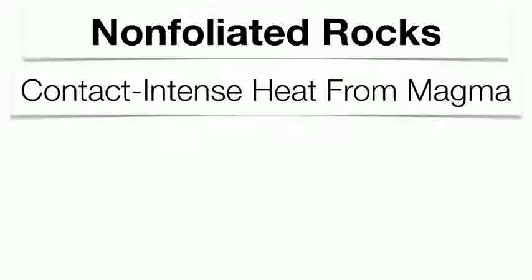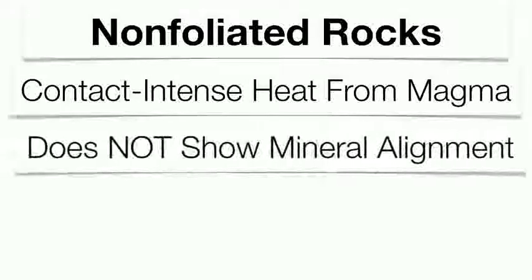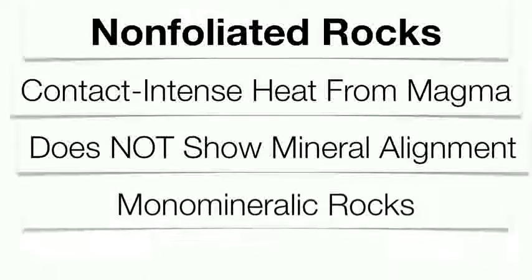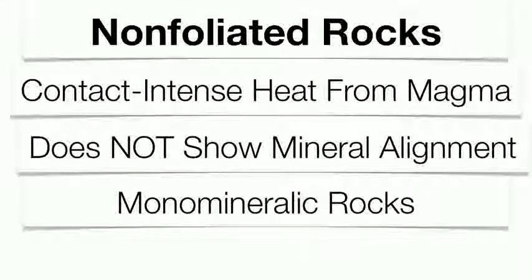These rocks tend to be called non-foliated rocks, very simply because you don't have the pressure that's going to cause the minerals to align themselves into rows or bands. So the non-foliated rocks are basically going to form through the intense heat from magma or lava. There is going to be an alteration within the rock. The rock is going to change, but it's not going to show any pattern whatsoever. So no mineral alignment here. These rocks are a little hard to identify because of that. These rocks also tend to be monomineralic in nature, meaning that they're made up of one mineral.